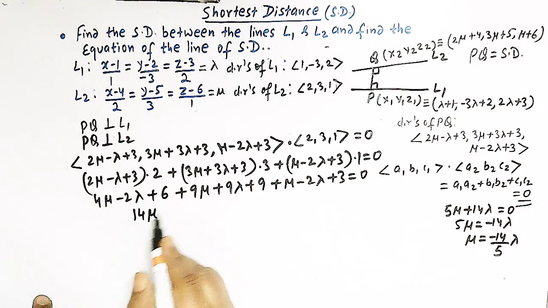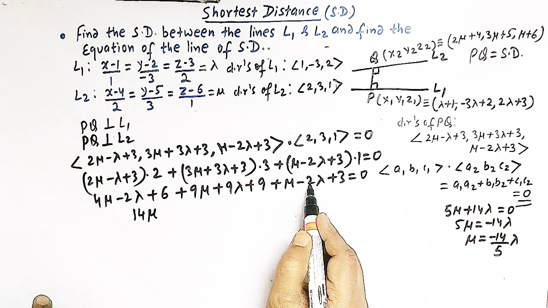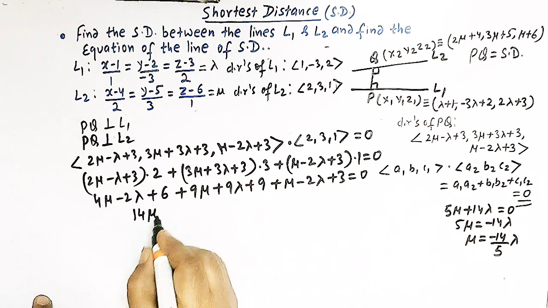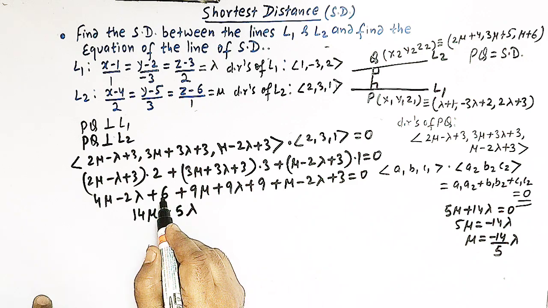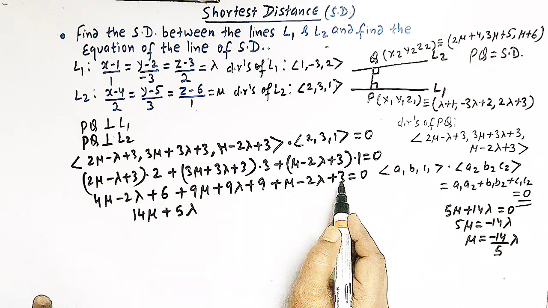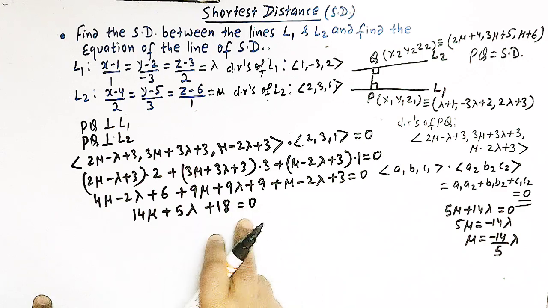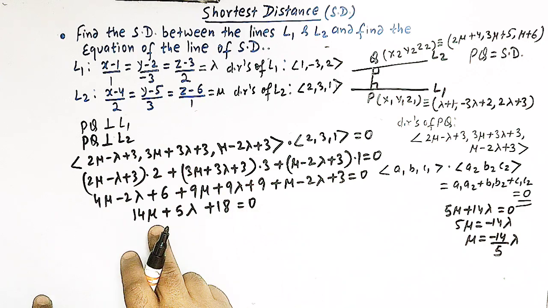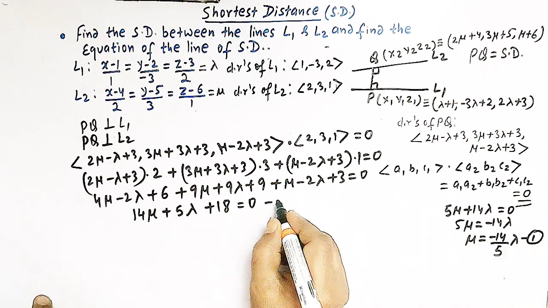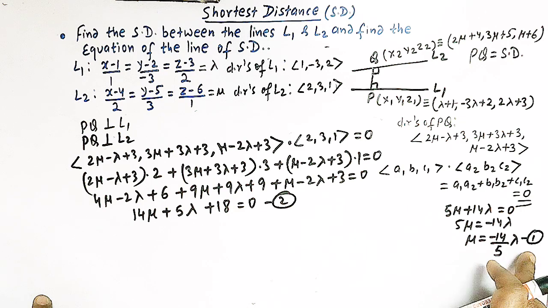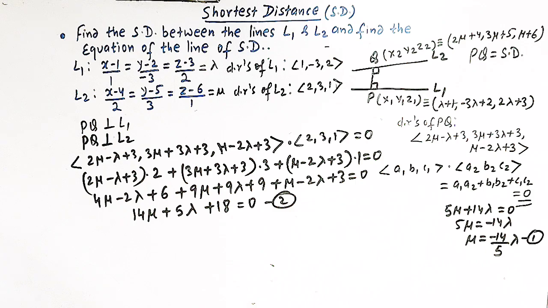So we have 14 mu, here minus 2 plus 9 is 7, and 7 minus 2 is 5. So we have 5 lambda, and here we have 9 plus 6 is 15, and 15 plus 3 is 18. So we have now the second equation in lambda and mu. This may be taken as 1 and this may be taken as 2. So now solving 1 and 2, we can find out the values of lambda and mu.